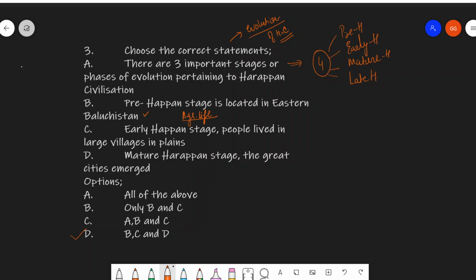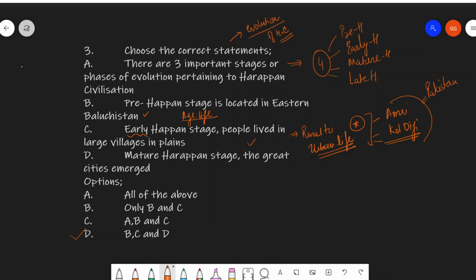Now, the third statement here is early Harappan stage, people lived in large villages in plains. This is absolutely correct. In the early Harappan stage, people basically lived in large villages in the plains. There was a gradual growth of towns in the Indus Valley. Also, the transition from rural to urban life took place during this period. So this is extremely important. The important sites, for example, that you can understand pertaining to this are Amri and Kot Diji. These are the examples of early Harappan sites, and both of these are in Pakistan.